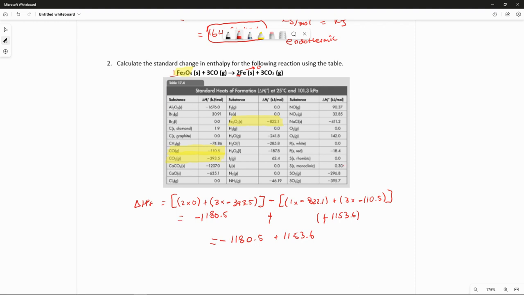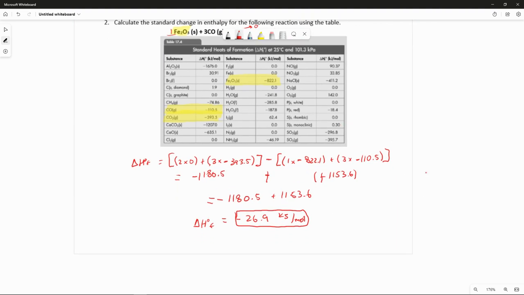We plug it into our calculator, and our value for delta HF is going to be negative 26.9 kilojoules per mole. And that is our final answer. As we said, kilojoules per mole is regular kilojoules. If we were to put this into a thermochemical equation, we would realize that it's exothermic because heat left, therefore it is negative.